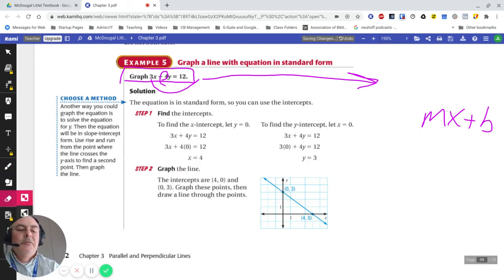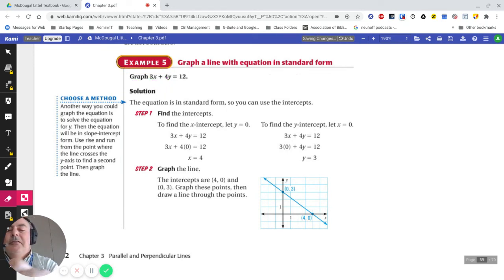The more interesting situation is where I want to turn it into an actual slope-intercept form equation.